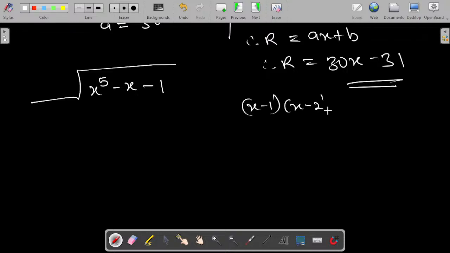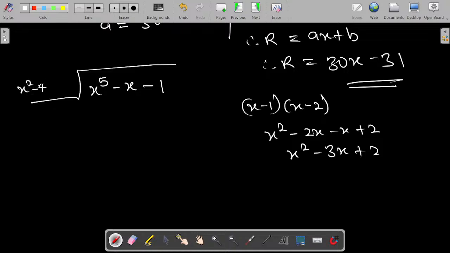It will be important that you open this bracket before you do the division. So if we open this bracket, we'll get x squared minus 2x minus x plus 2. And that's going to give us x squared minus 3x plus 2. Okay, so let's go and do the real division now. So minus 3x plus 2.